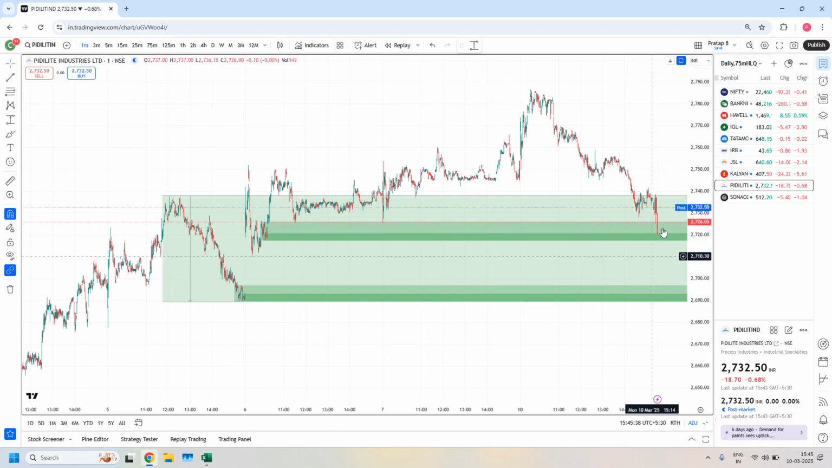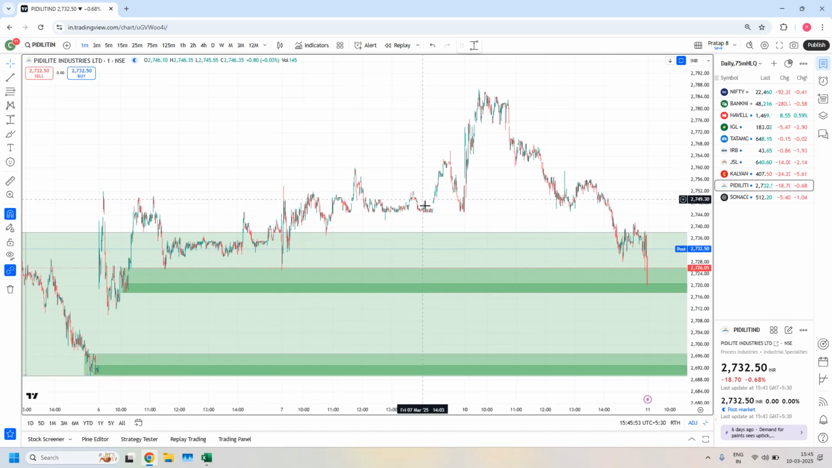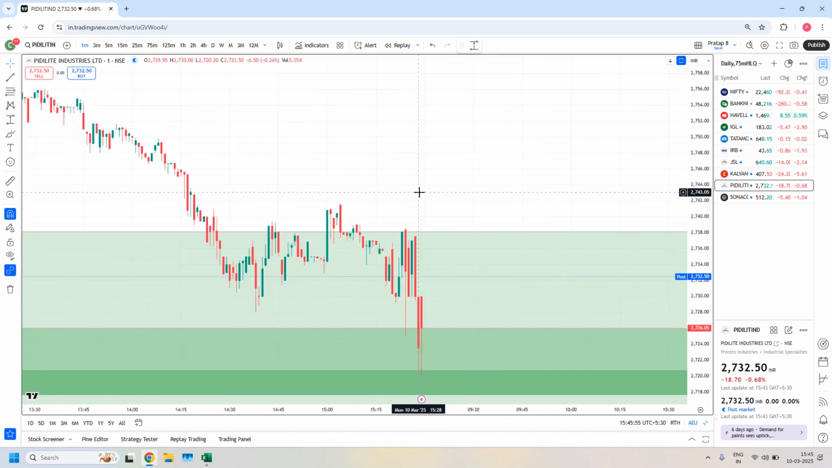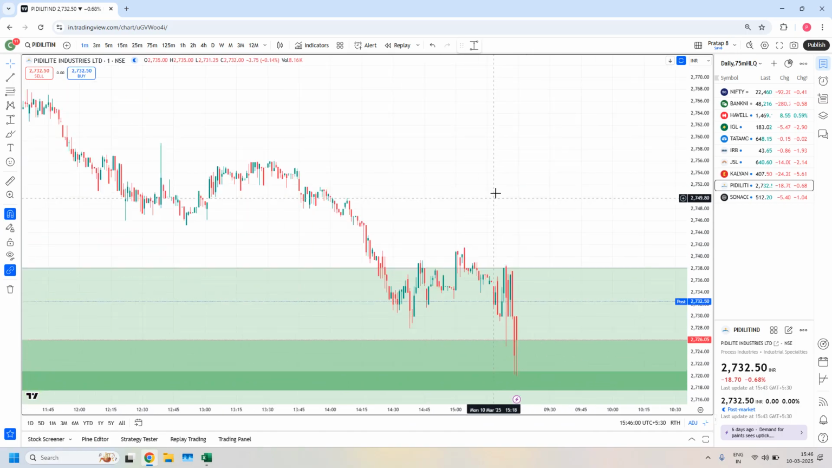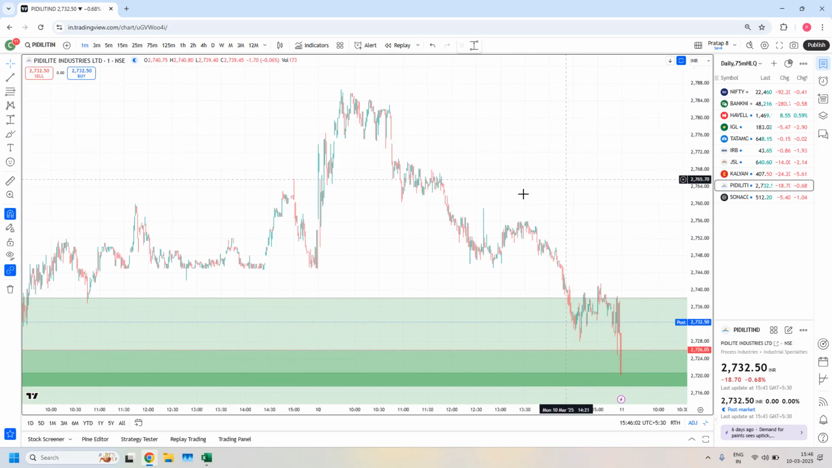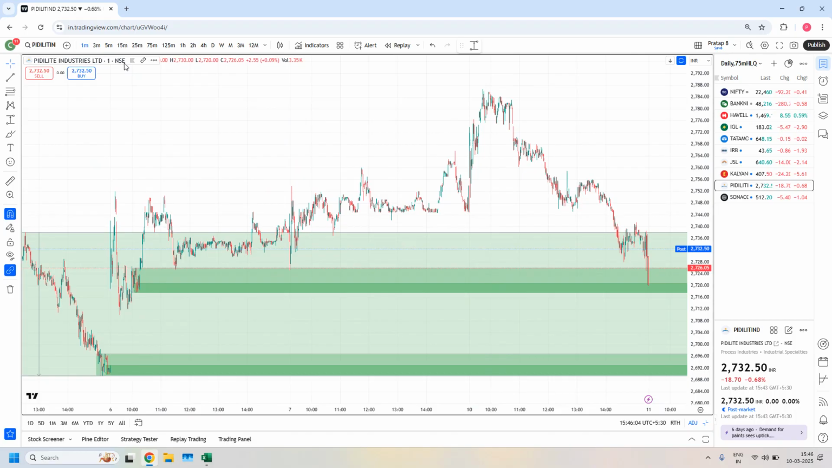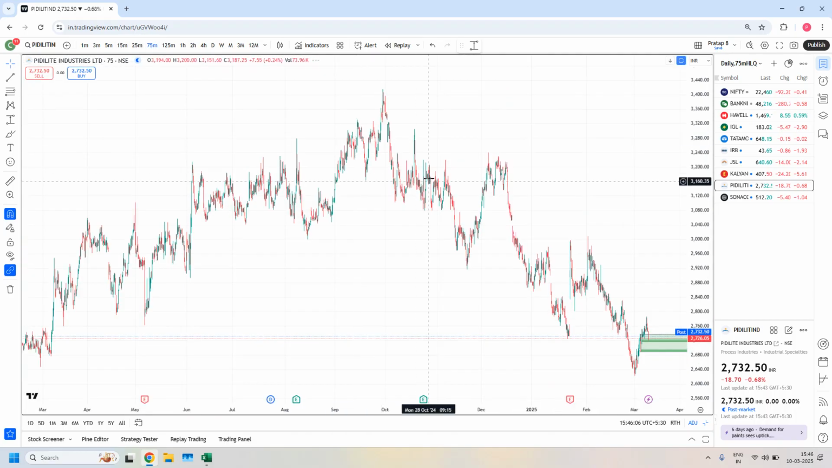Short-term traders may take the trade. Suppose it is supporting your short-term bullish trade setup, at that time you plan your long trade and hold, and the next day prices will be moving up. If it is not a bullish trade setup, you can't plan your trades, right? But anyway, now it is a tested zone. Next time you can't plan a trade in this area because it is already tested. Okay, this is about Pidilite Industries.